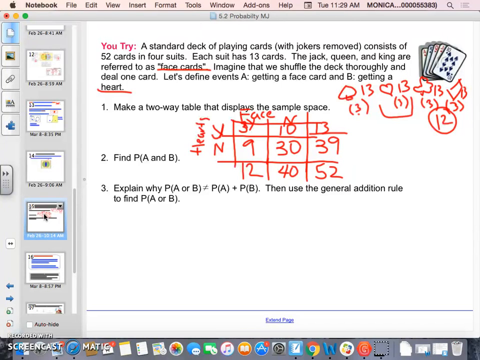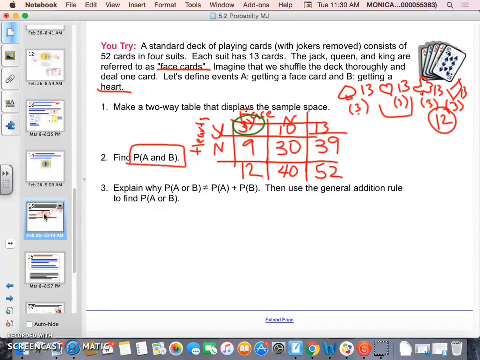Now I want to find the probability of A and B. And so the probability of A and B is that overlap, where the two come together. And so in the table, I can see that as being right here. The 3, they're both face and hearts.